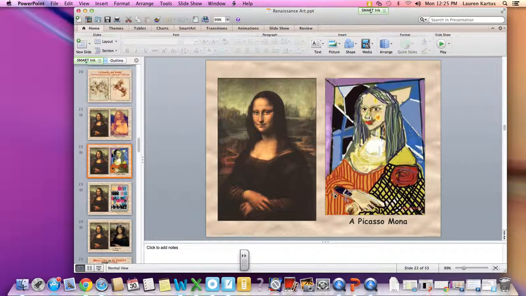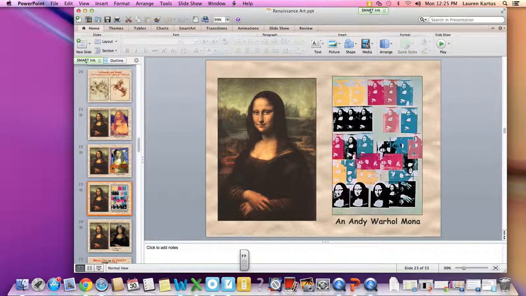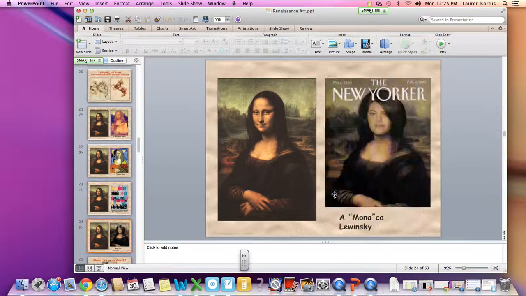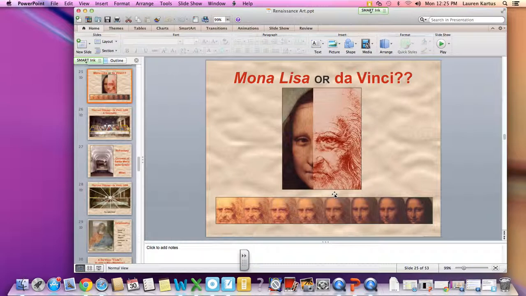This one is made by Picasso. That's an Andy Warhol piece. And then this last one was just the cover of a magazine. Some people also think it's a self-portrait of Da Vinci as a woman. I'm not sure how much I buy into this, but if you look at the strip at the bottom, it kind of makes sense.